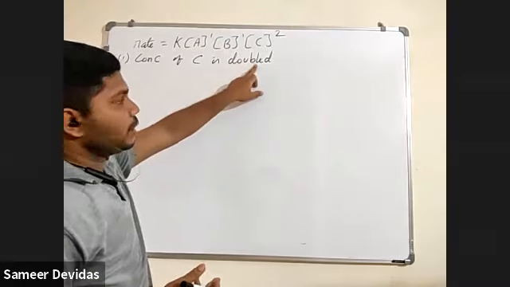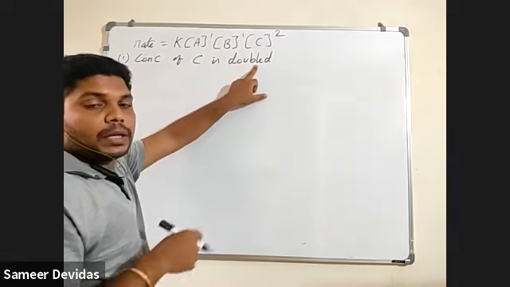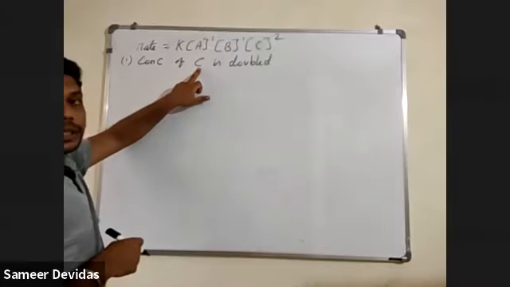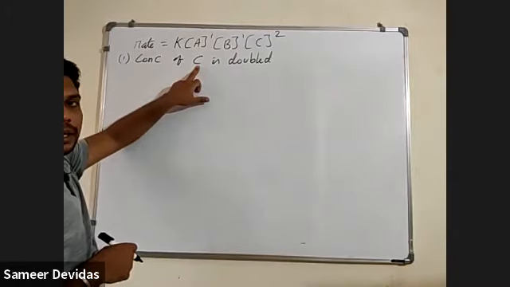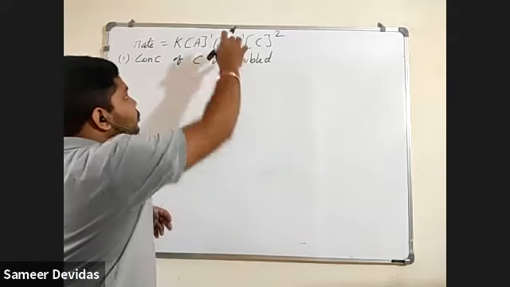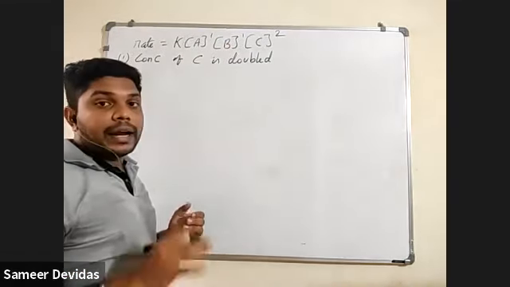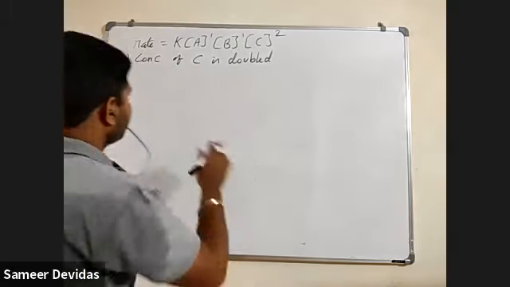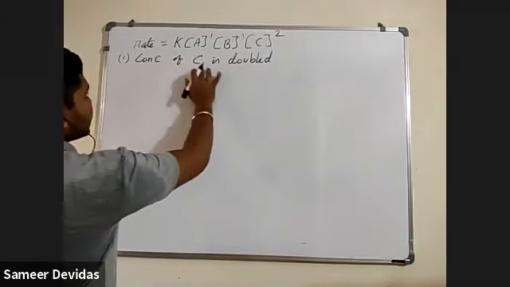So now they have said double. Double means which number? 1, 2, 3, 4. Which number? 2. So for which concentration? A, B, C? C. So like this, you need to find out properly, and then you substitute that in this equation and find out how many times the rate changes. We'll do that. So in this case, concentration of C is doubled.